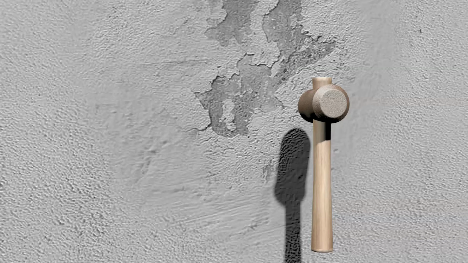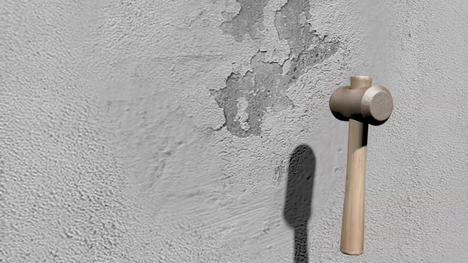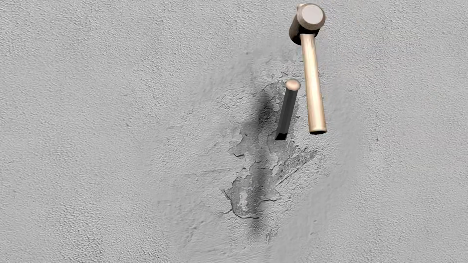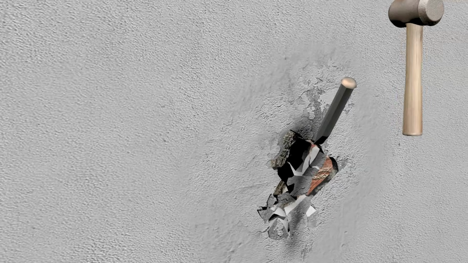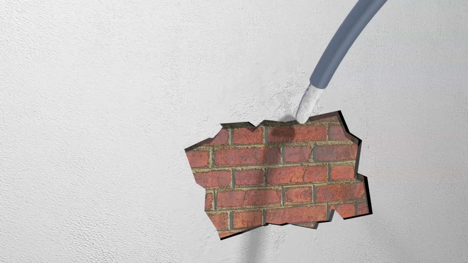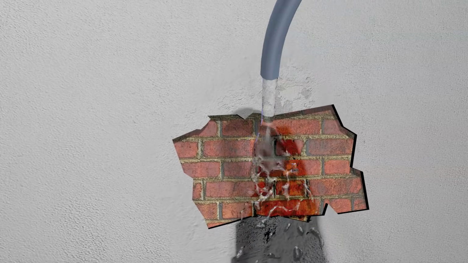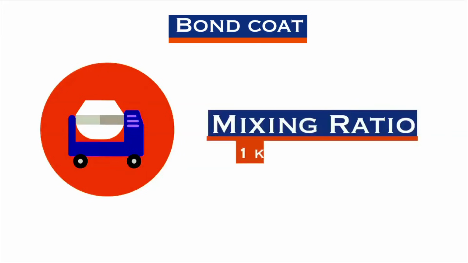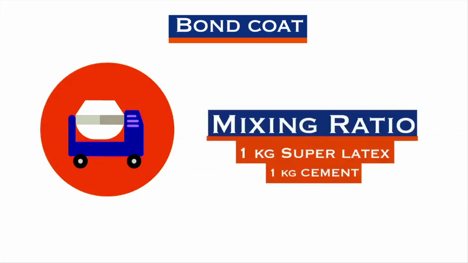If plaster has hollow surface sound, follow the below repair application procedure. With the hammer, check the hollow sound surface. Go up to brick level. Clean the surface. Apply bond coat on the brick surface. Mixing ratio 1 part of Super Latex mixed with 1 kg cement.